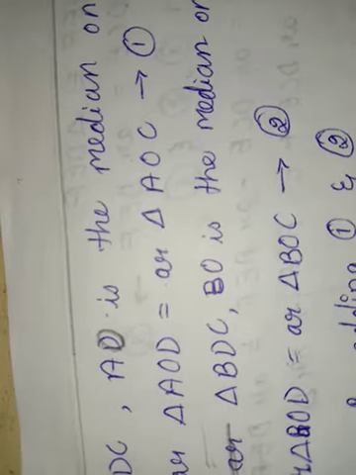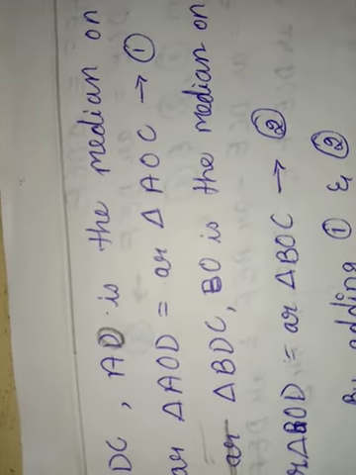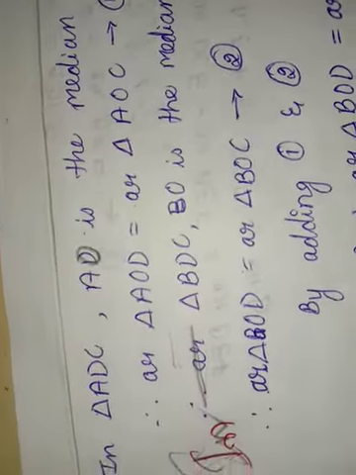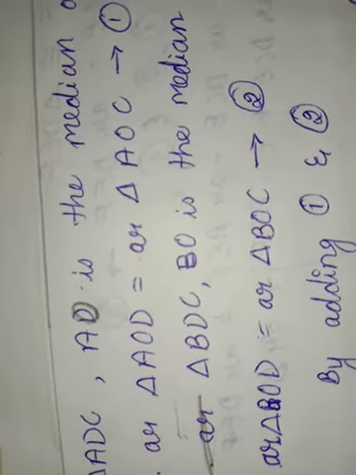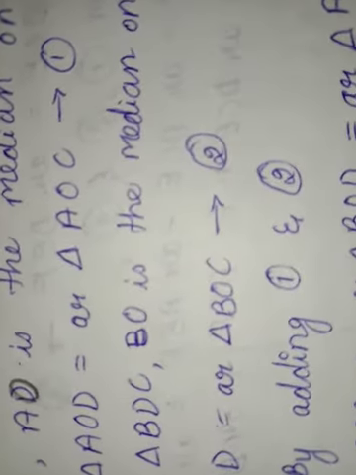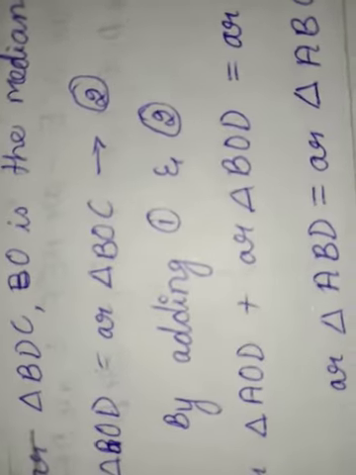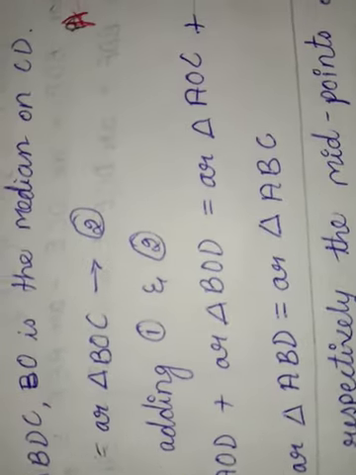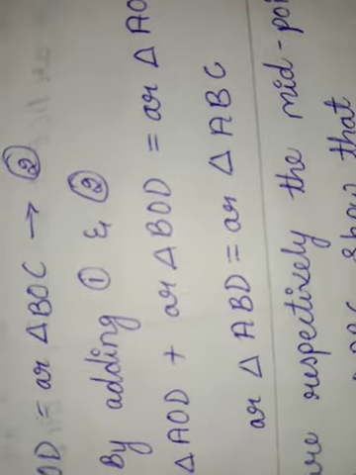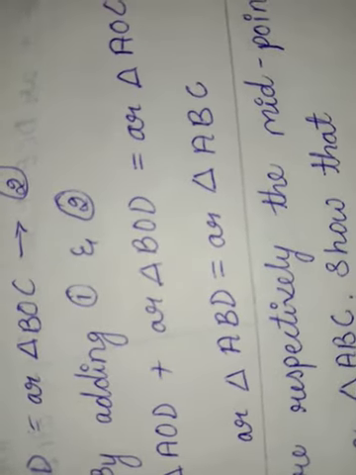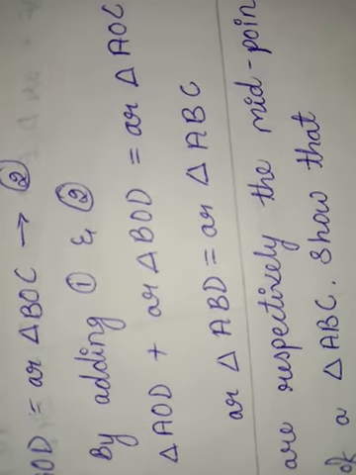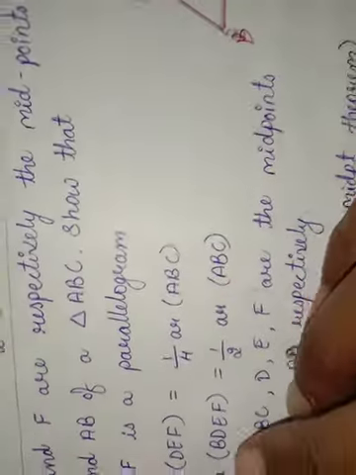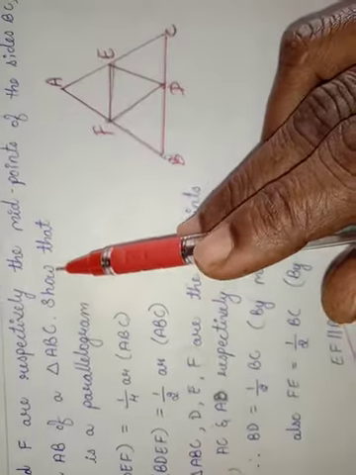That is 1. In triangle BDC, BO is the median on CD. Therefore, area of triangle BOD is equal to area of triangle BOC. That is 2. Adding 1 and 2, you get area of triangle AOD plus area of triangle BOD is equal to area of triangle AOC plus area of triangle BOC. These two sums are nothing but area of triangle ABD and area of triangle ABC. Hence proved.